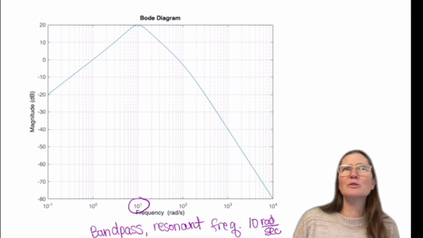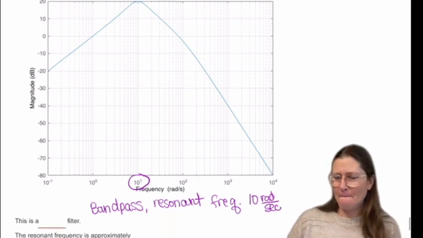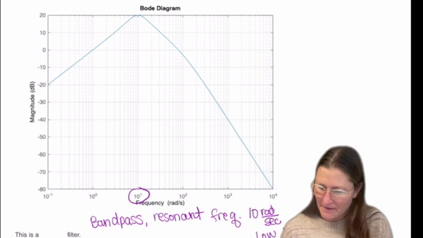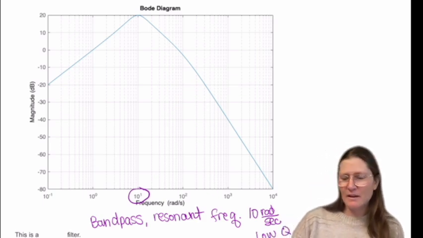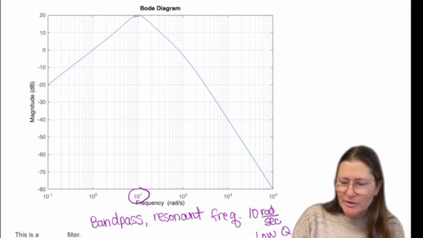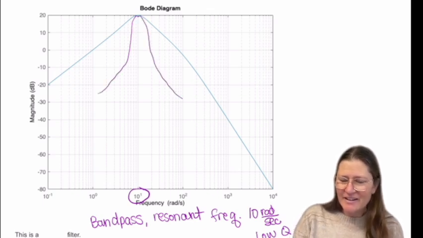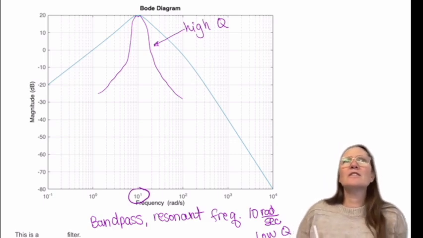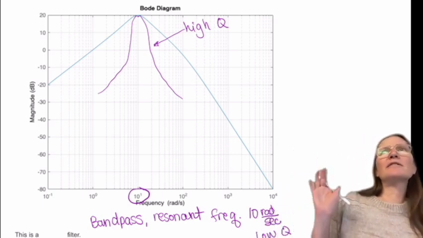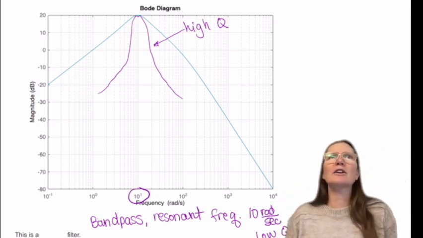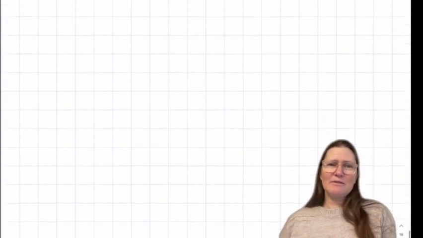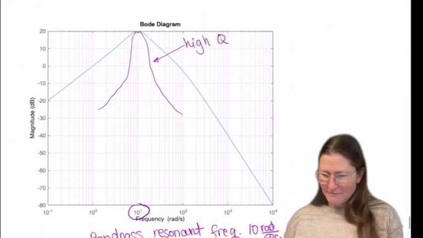Is this a high or low Q? Low. Correct. If it was high Q, the curves would converge closer, right? So high Q in cases of bandpass and band reject means that it's very limited and very sharp. So this would be a high Q on that one. All right, good job. Okay, that's all I have.